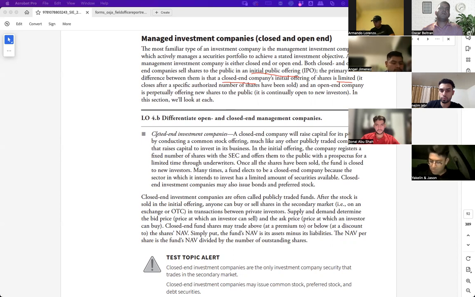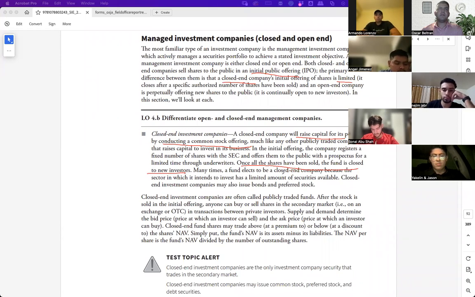Now, closed-end investment companies are going to raise capital for the portfolio by conducting a common stock offering, so they're going to trade that in the market. In the initial offering, the company registers a fixed number of shares with the SEC, with a prospectus and whatnot. Once the shares have been sold, the fund is closed to new investors. So it's not an IPO? Not really, no.